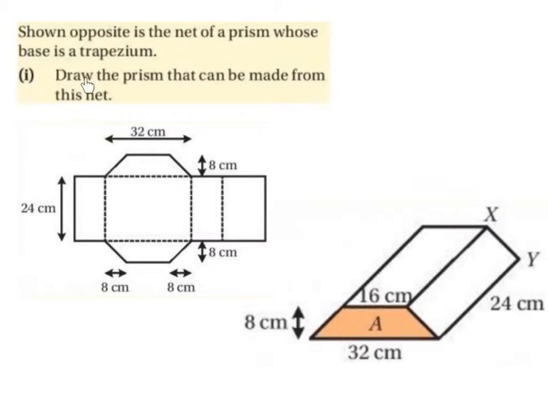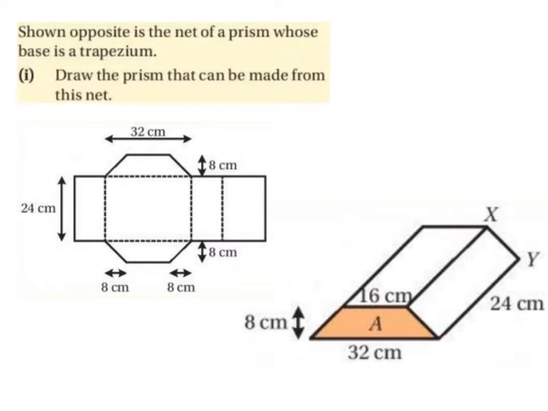So Part 1. Draw the prism that can be made from this net. So this is the base, which is rectangular. These are the sides. This is the front, this is the back, this is the top. So if we were to close it all over and put it together, we would have a shape that looks like this.